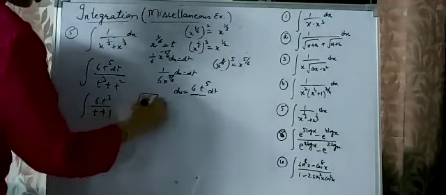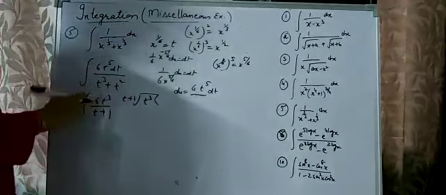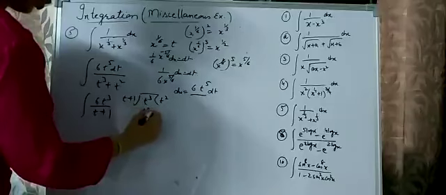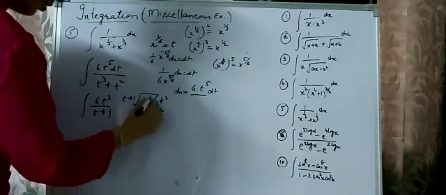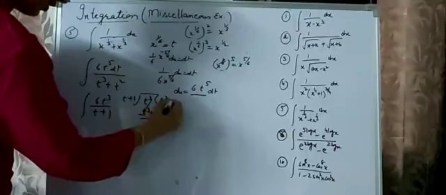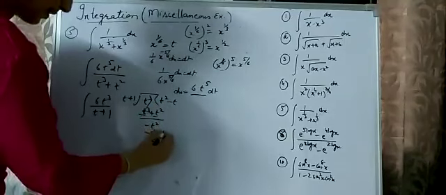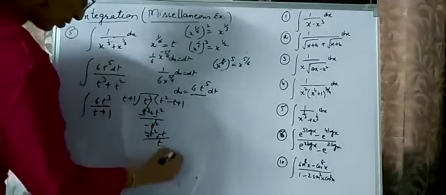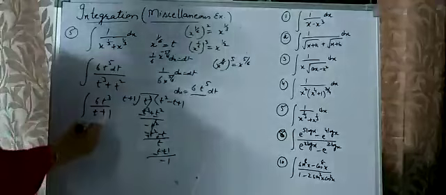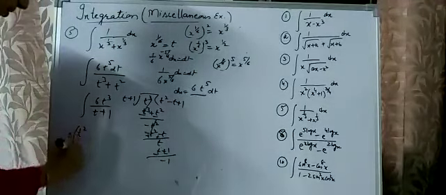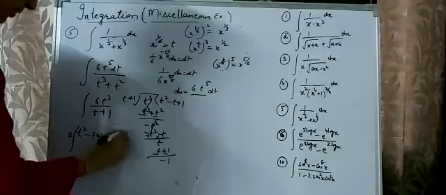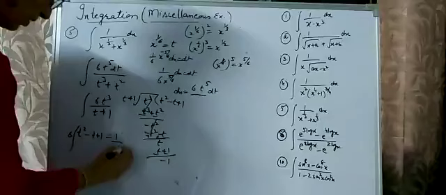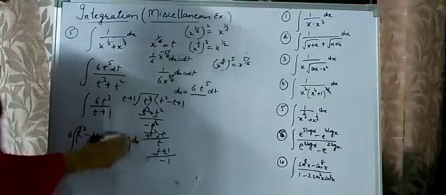Further, we divide this t cube by t plus 1, since the numerator power is more than the denominator's, and then we do the division. So this is t cube plus t square, minus t square, then after this minus t square minus t. So this is t, so this is plus 1, t plus 1, so this is minus 1. So what is its quotient? T square minus t plus 1, plus what is the remainder? The remainder is minus 1 upon t plus 1. Now you can do its integration easily.